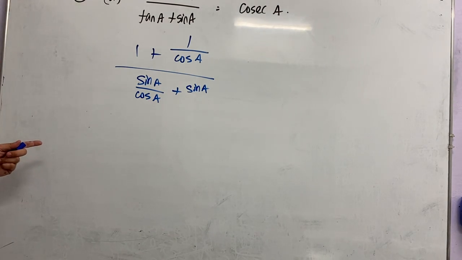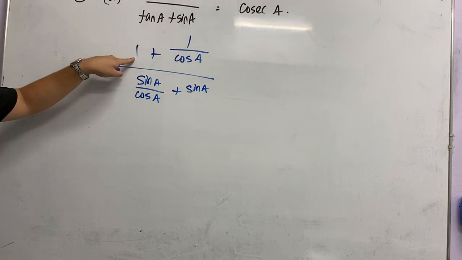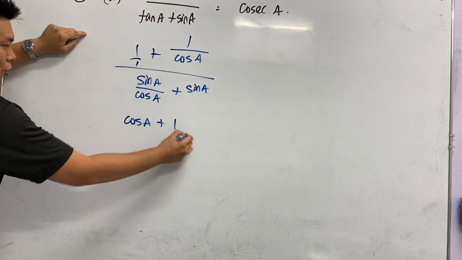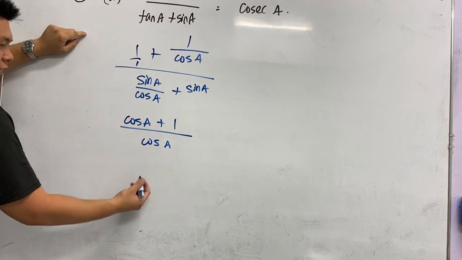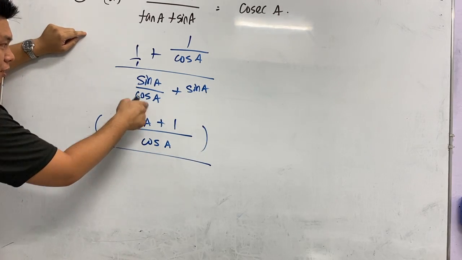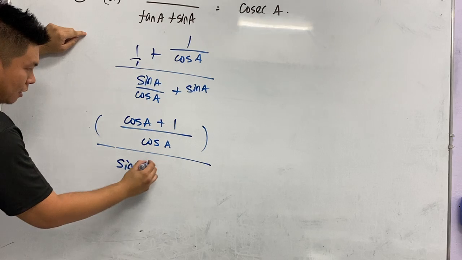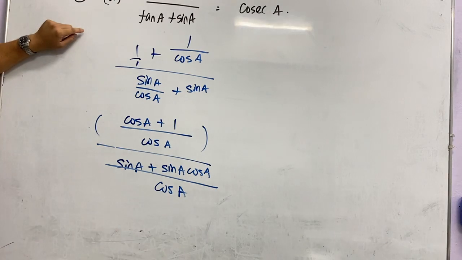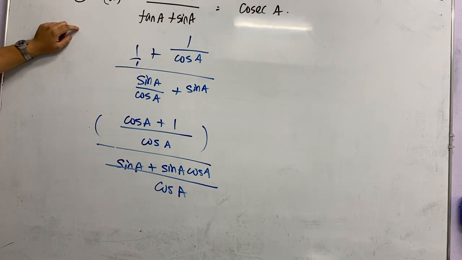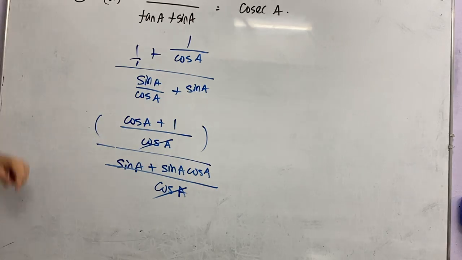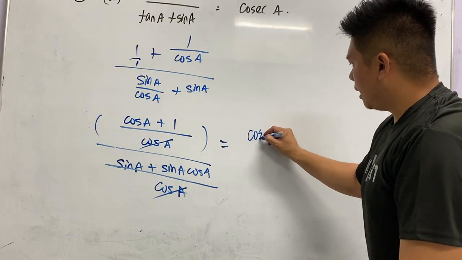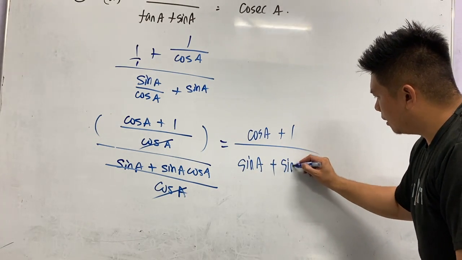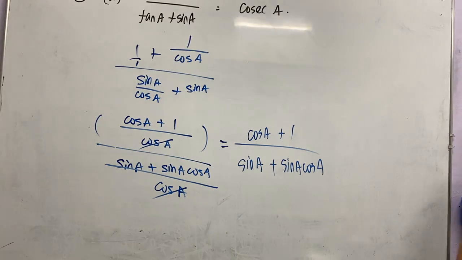Boleh buat? Okay, next. Apa yang kau buat asal? Dia macam tadi kan? Cos A plus 1 over cos A. Ambil lagi, this one here: sin A plus sin A cos A over cos A. Boleh buat cos A dan cos A tu? Boleh. Apa tinggal atas tu? Cos A plus 1 over sin A plus sin A cos A. Okay, tell me what to do next.